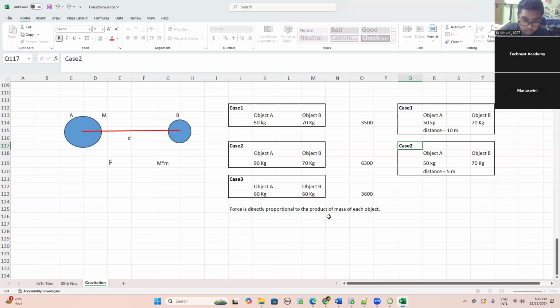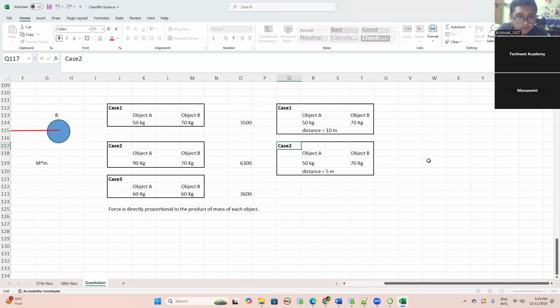So now tell me, in which case will the force be more? What is the product of mass here? 50 times 70, 3,500. Correct? What is the product of mass here? 3,500. Now the product of mass is the same, right? So how will you find in which case the force will be more? Now you have to check the distance.